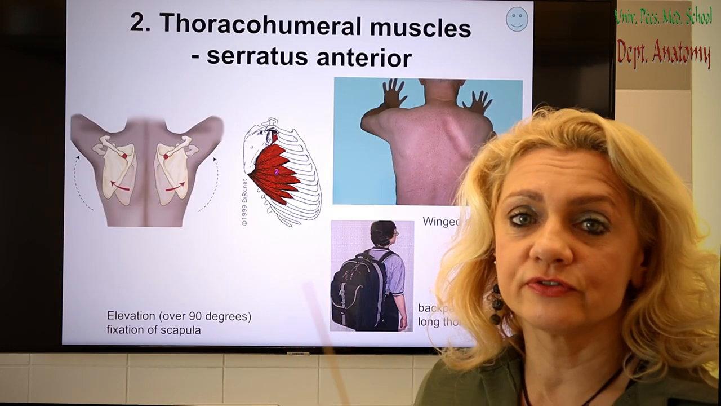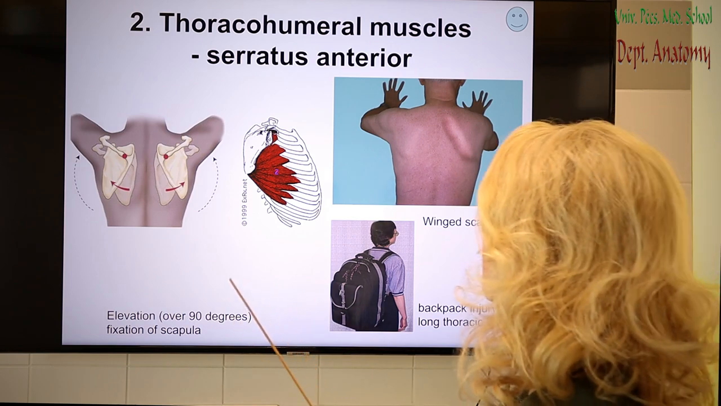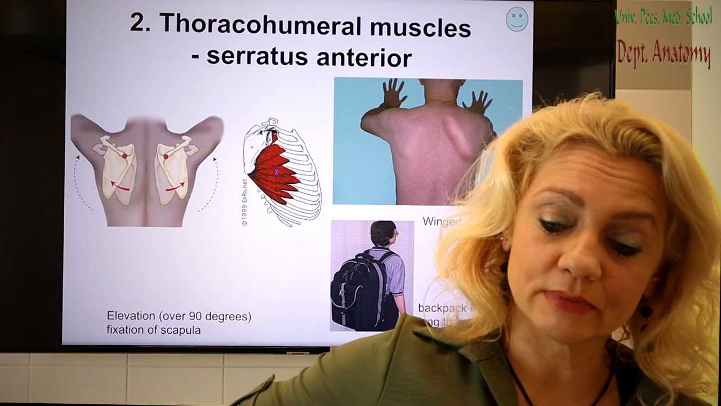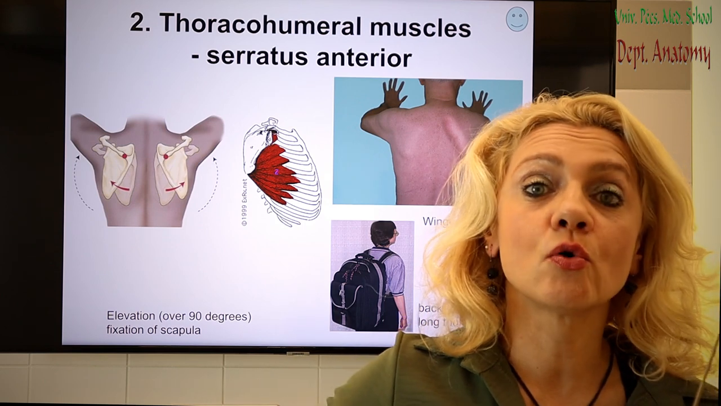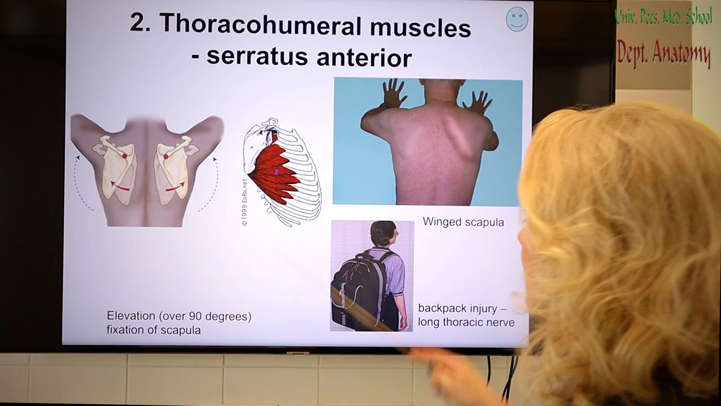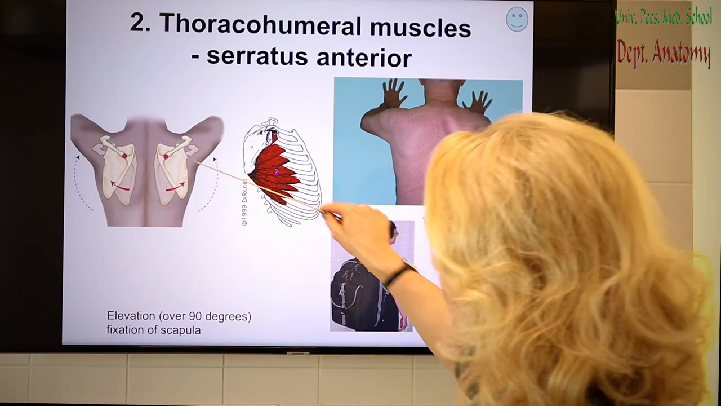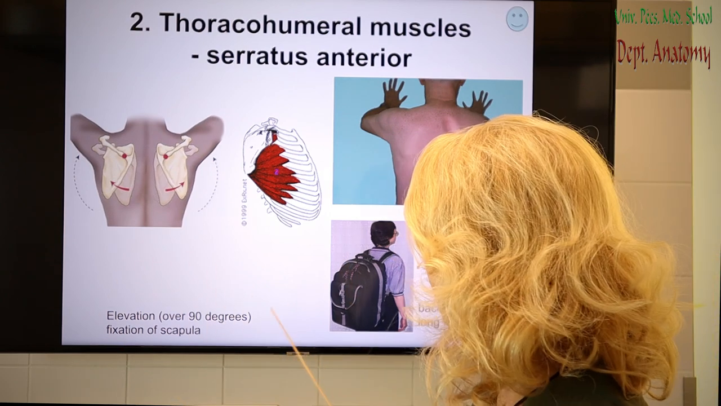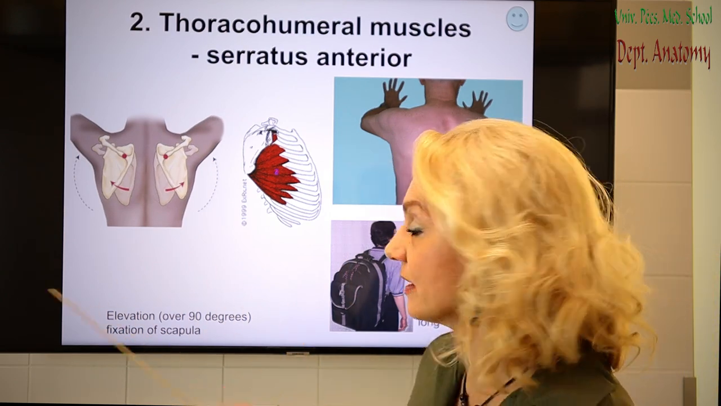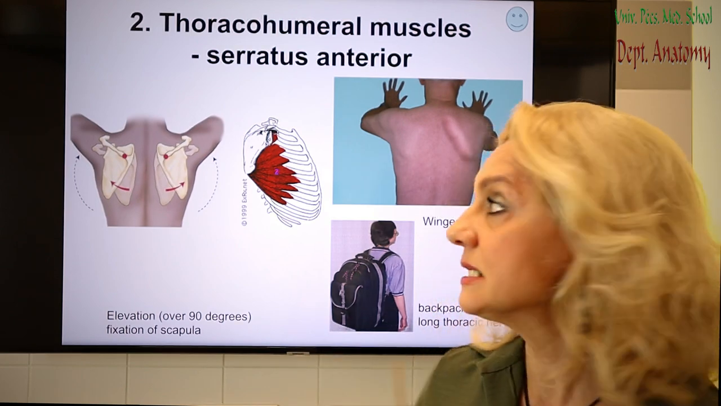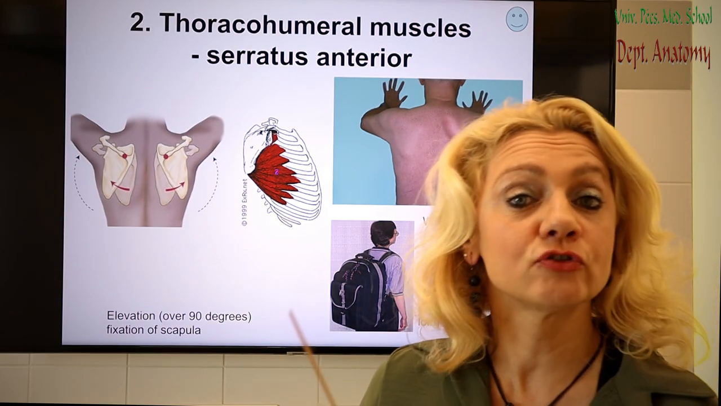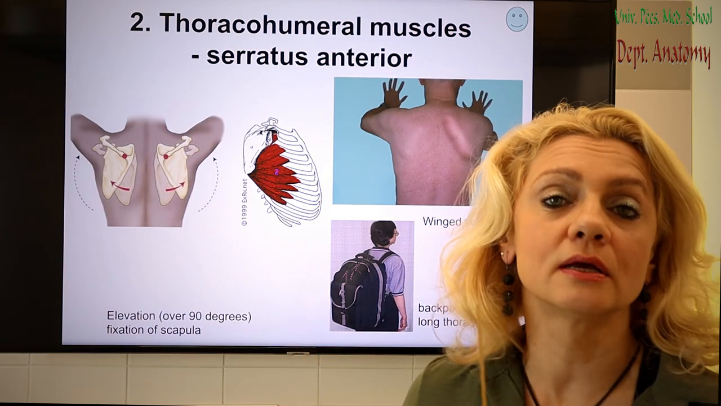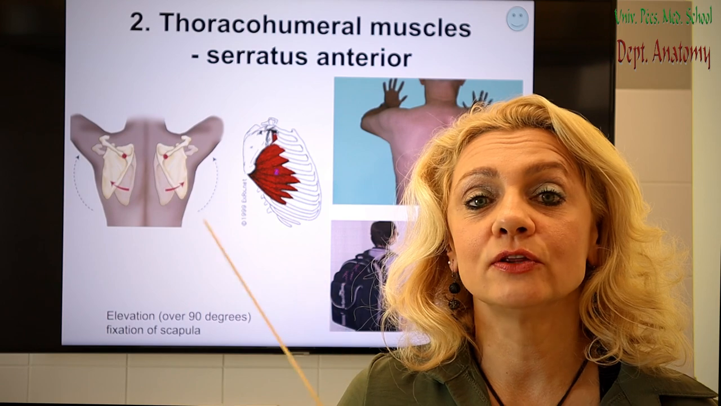The next member of the thoracohumeral group is another huge muscle, the serratus anterior muscle, which basically covers the whole lateral part of the thorax, coming from 9 ribs and going to the medial part of the scapula. This is very important for lifting the arm above 90 degrees. This can be asked also at the shoulder joint question, and of course at the body walk, the anterior serratus muscle, and you can feel it.